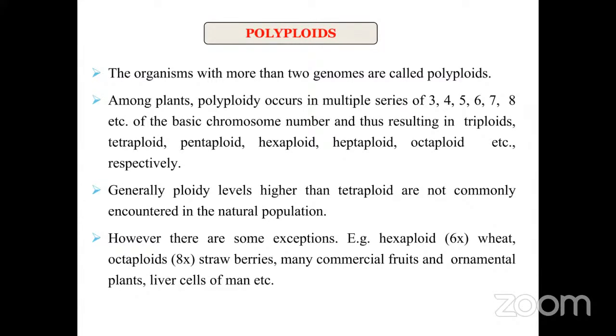The basic chromosome number of wheat is 7, denoted by the small x symbol. If small x is equal to 7 in wheat, the total chromosome number will be 6 into 7, that is 42. If anybody asks you the haploid number of wheat, you will tell them it is half of 42, which means 21. Strawberries are octaploids.